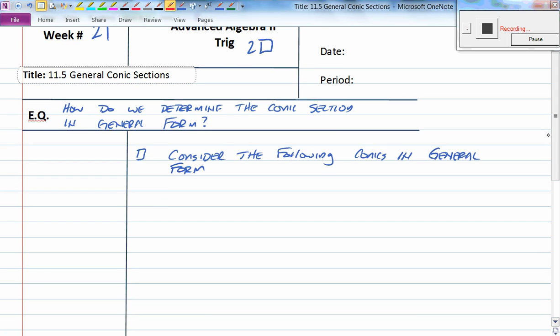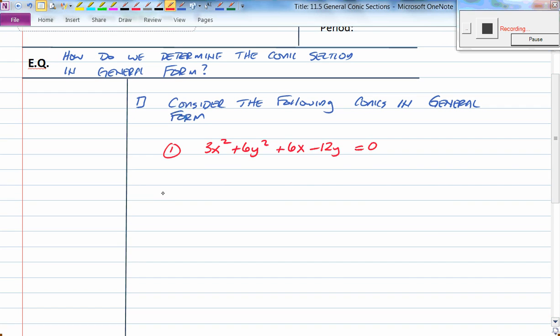So I'm going to give you 3 of these right now. The first one is going to be 3x squared plus 6y squared plus 6x minus 12y equals 0. That's general form. Number 2 is going to be 2x squared minus 3y squared plus 6y plus 4 equals 0. And then the third one is y squared minus 2x plus 4 equals 0.